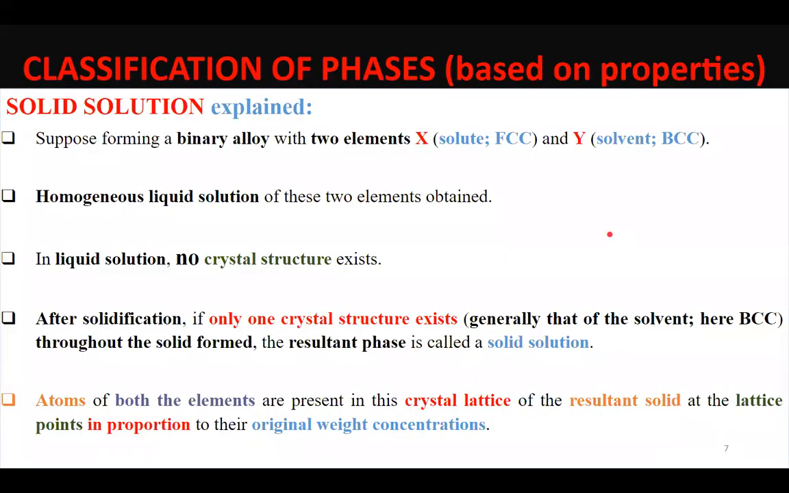Okay, now let us see what a solid solution is and under what conditions it gets formed. Suppose we are trying to form an alloy and we have taken two elements, X and Y, to form the alloy. Suppose X has been taken in lesser quantity and it's the solute. Y has been taken in more weight fraction, so it's the solvent. Further, suppose that X has got a face centered cubic crystal structure and Y, that is the solvent, has got a body centered cubic crystal structure. What we do out of these two, whosoever is of the higher melting point, we melt it, and then we put the other constituent into the first constituent.